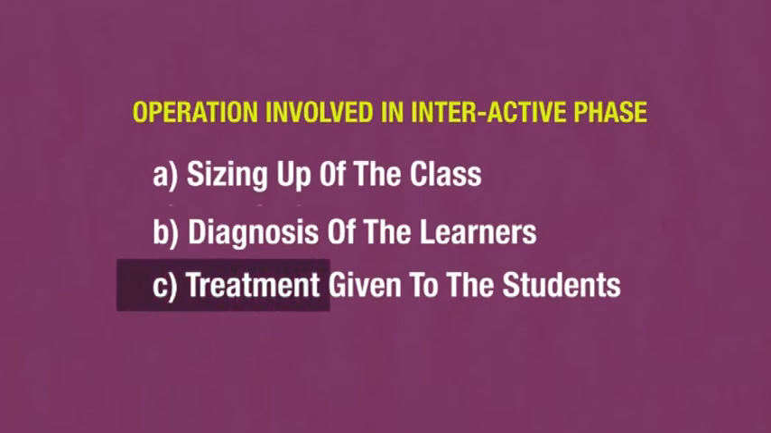The third operation is treatment given to the students. When a teacher does some activities by asking questions or by showing some material aids in the class, students react to those stimuli, leading to some responses from the teacher also. That is, reinforcing the students at the proper response. Thus, this process of action and reaction goes on in the class unabatedly.